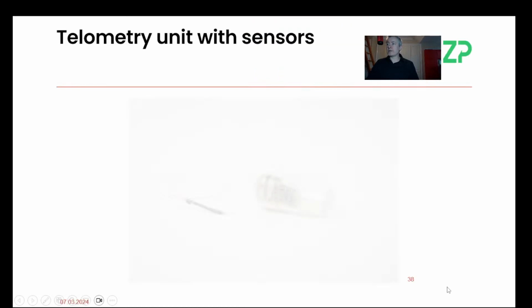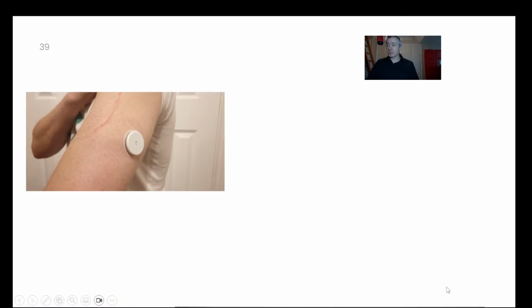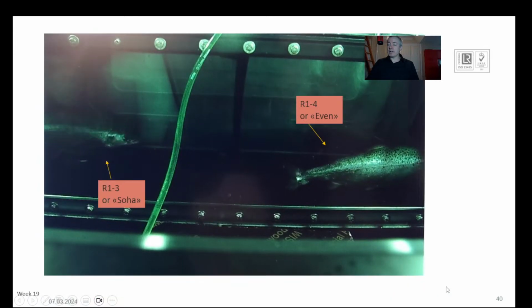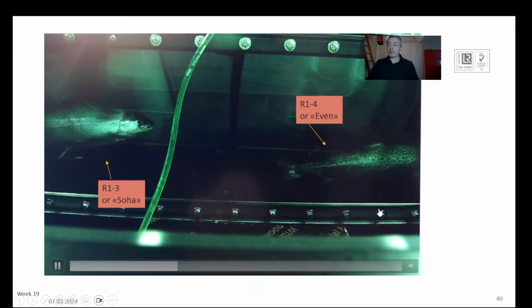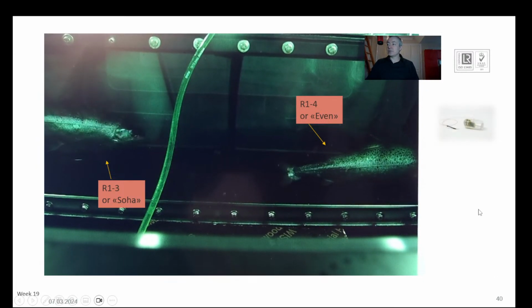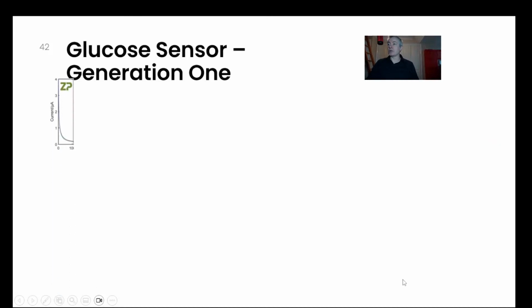But the question was whether any of this technology is actually available, and the quick answer is it is. Just FYI, these are a couple of fish that are swimming around with some of our CGM sensor technology in them. But the quick answer is sure, some of our wire sensors are available on the web store, and here's a link, and you can go there and have a look.